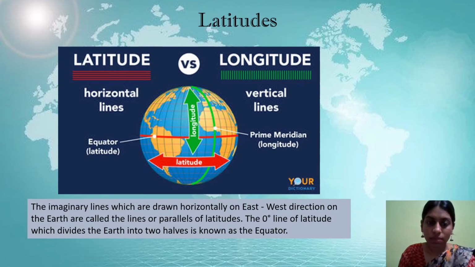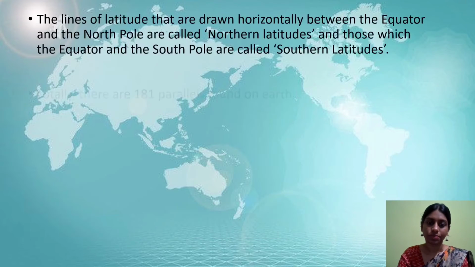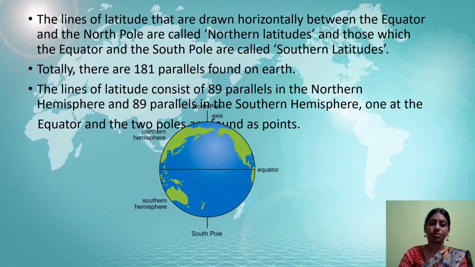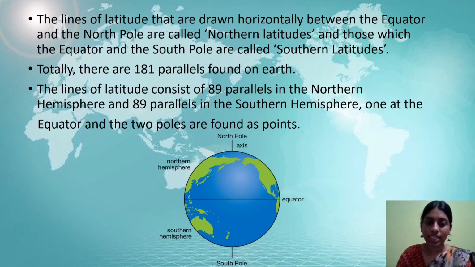Okay. So the line in the middle, the 0-degree line of latitude, divides the Earth into two halves, and that line is called the equator. You can see here, equator. The middle red line is called the equator, and the green line, the longitude, is called the prime meridian. So from the equator to the North Pole, which is on top, it is called the northern latitude, and from the equator to the point at the bottom, the South Pole, it is the southern latitude.